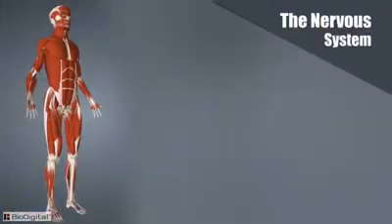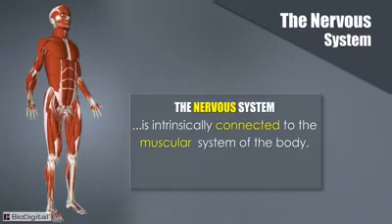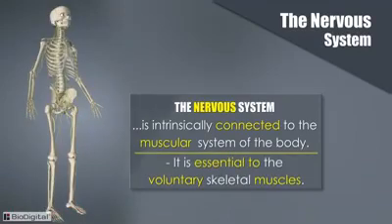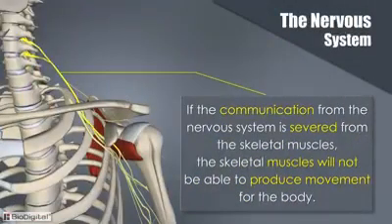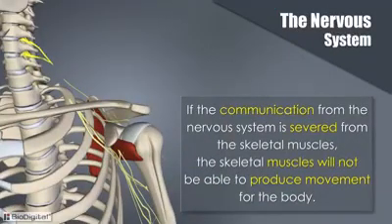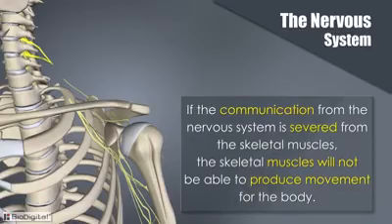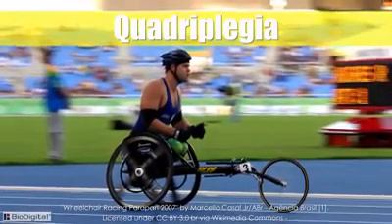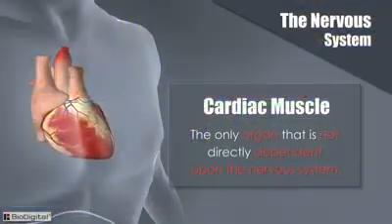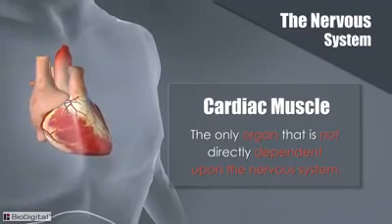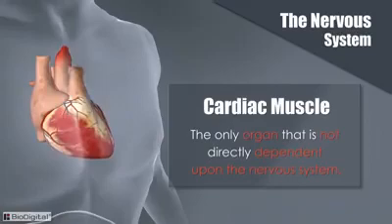While not technically part of the same system, the nervous system is intrinsically connected to the muscular system of the body. It is essential to the voluntary skeletal muscles. If the communication from the nervous system is severed from the skeletal muscles, the skeletal muscles will not be able to produce movement for the body. The body is now in a state of paralysis. This is known as quadriplegia. The only organ that is not directly dependent upon the nervous system is the cardiac or heart muscle.